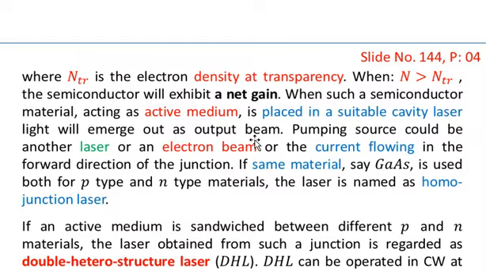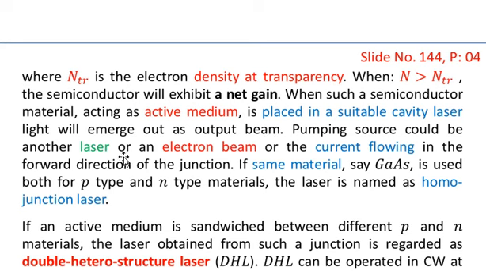So under that condition, where the density of the electrons in the conduction band is greater than the transparency density, a net gain will be generated. And if we place such a semiconductor material as an active medium in a suitable laser cavity, then light will emerge as the output beam, that is, in the form of a laser beam.